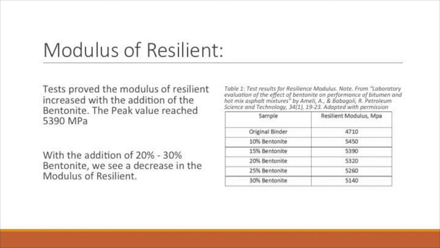Within the first 15% of bentonite added to the bitumen, we see the modulus of resilience increase to 5,390 megapascals, which is a 13% increase. It was also concluded that when too much bentonite was added to the mix, the modulus of resilience would slowly decrease after reaching its peak value, but remain higher than the original sample.